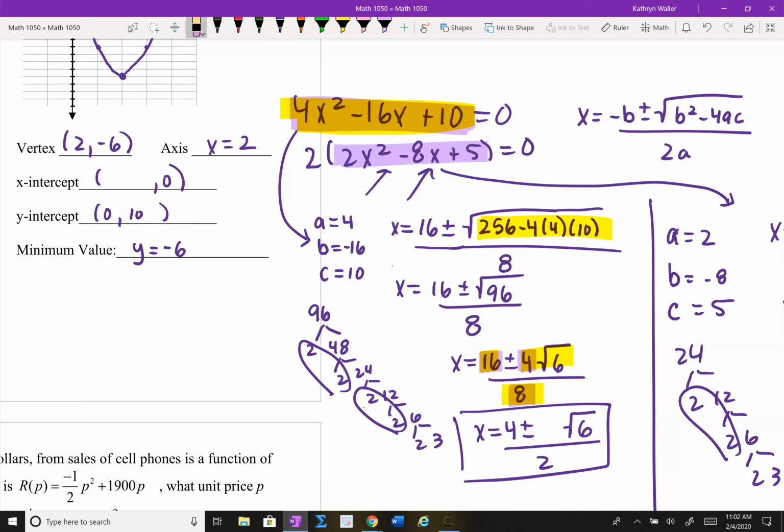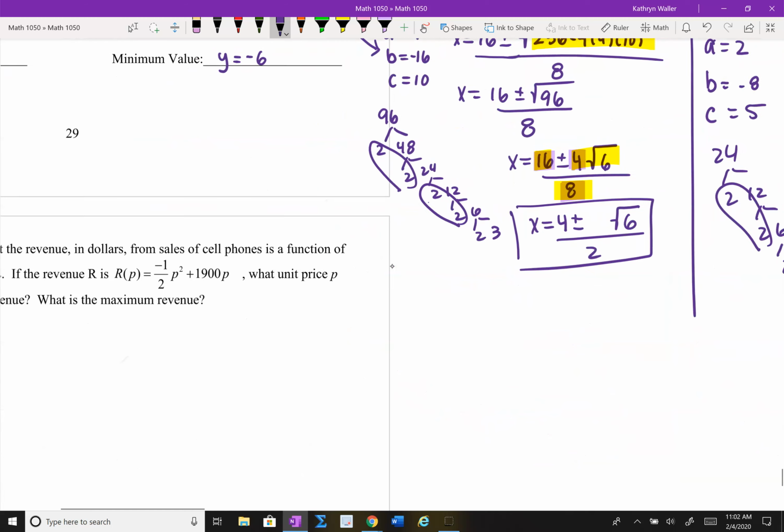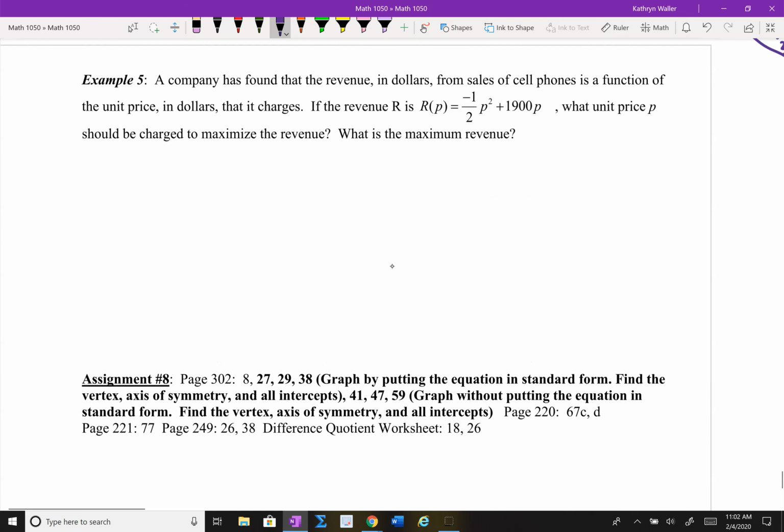We were supposed to write this as an x-intercept, which is an ordered pair. So everybody write down 4 plus the square root of 6 all over 2 comma 0. And then write down 4 minus the square root of 6 all over 2 comma 0. And that's how you have to write your answer. Okay? Okay, last problem in 4 minutes.